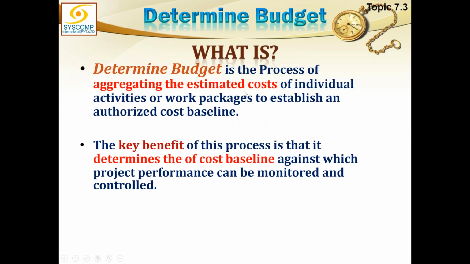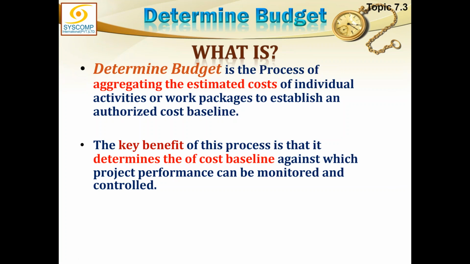Right. So in Determine Budget, this is the process of aggregating the estimated cost of individual activities or work packages to establish an authorized cost baseline. The ultimate target is to have an authorized cost baseline. And also remember that the budget is to be allocated down to the work package or activity level. That's why it is called rolling wave planning.